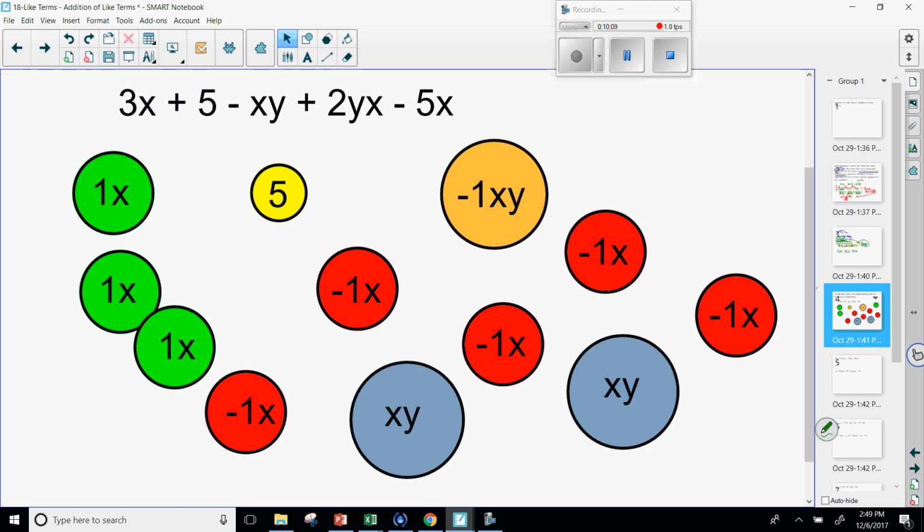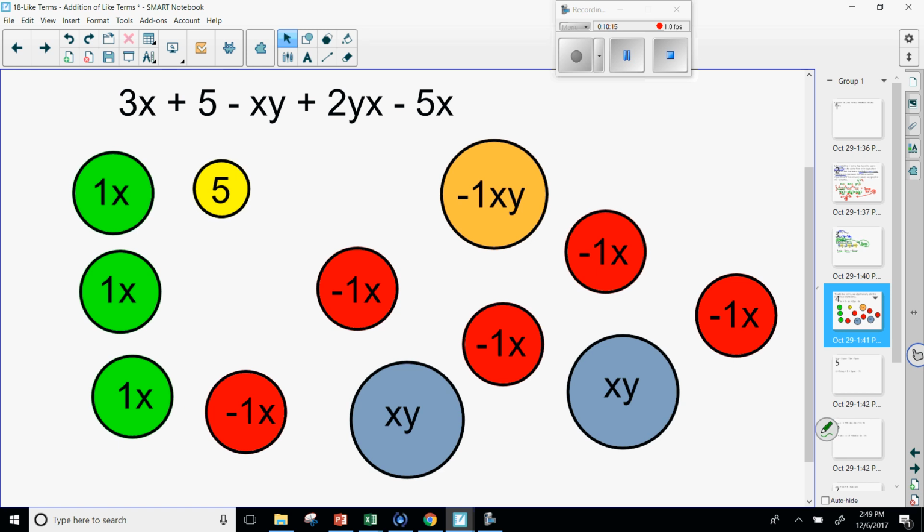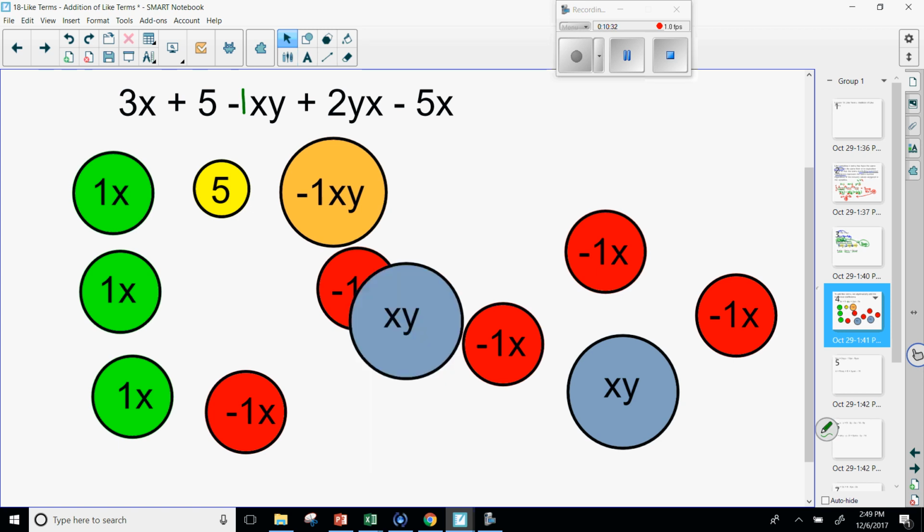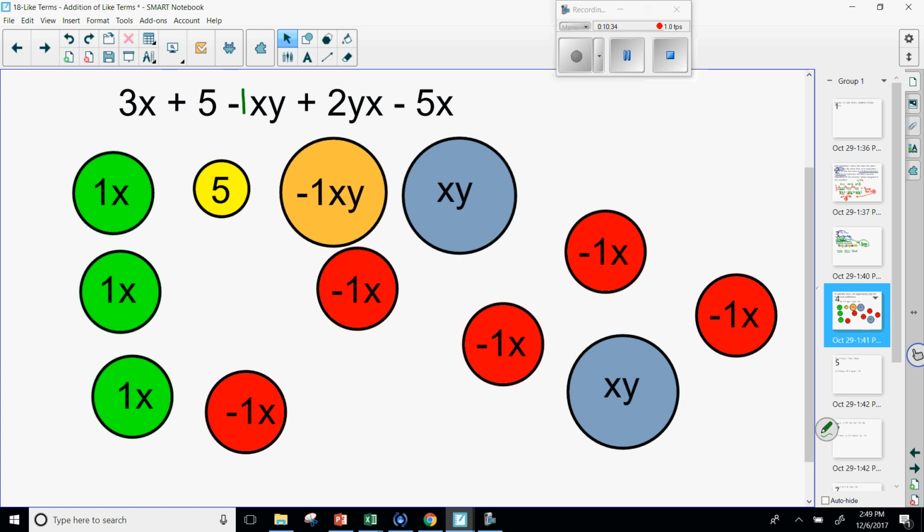The next thing it has is plus 5. Well, that's going to be this right here, right? Then I have minus xy. That coefficient there is understood to be a 1, so we need to look at it as if there's a 1 right here. Are you okay with that? All right. The next thing that we have is 2xy, which I have 2 of them right here. And the last thing we have is minus 5x.